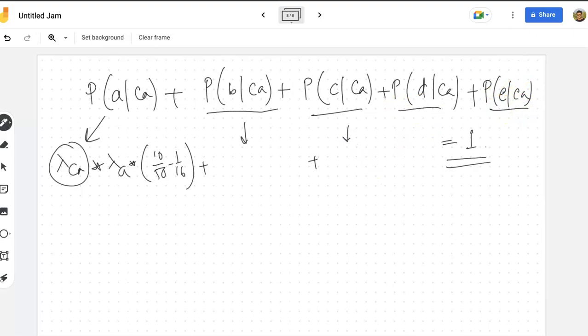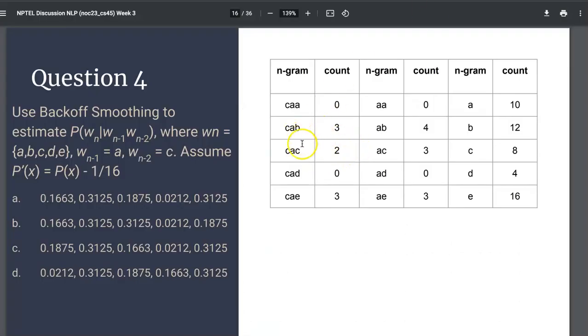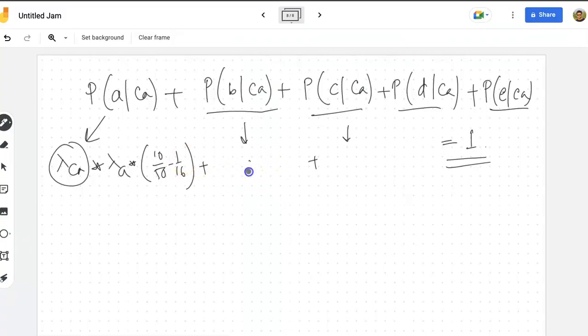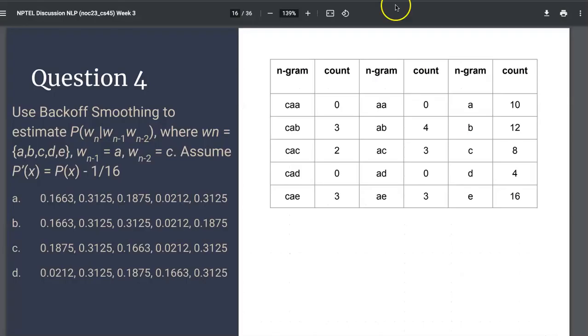So you will find this thing. So let's see. So B, C, and E, you can find it directly because you have the count for this diagram. Okay, so you have the count for this diagram.